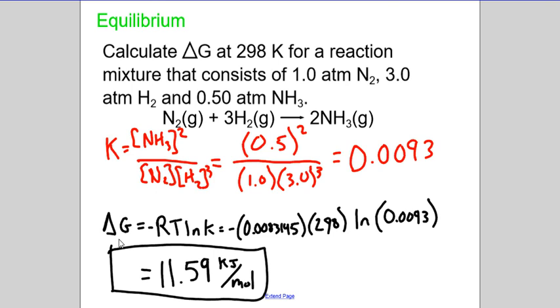So we can look at the delta G equals negative RT ln K thing. So again, negative, this is that R value in kilojoules. The temperature is right there, and then natural log of what we found for K. So that gives us delta G at 11.59 or 11.6 kilojoules per mole. Again, if you use the joules version of the R value, this would be joules per mole, and it would be quite a bit higher. So pay attention to which R value you're using, because it will affect this unit right here.